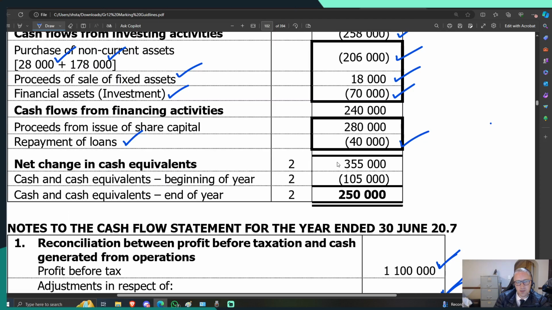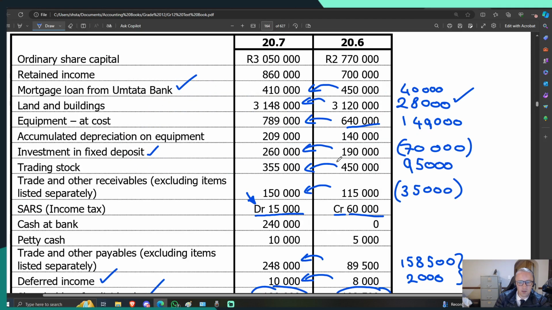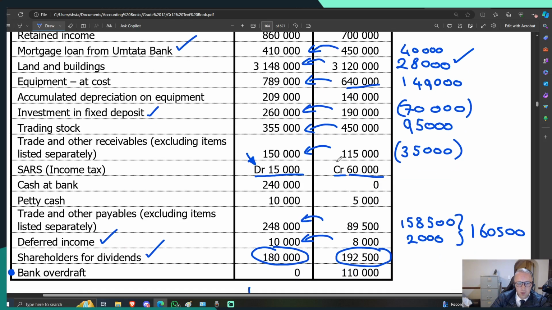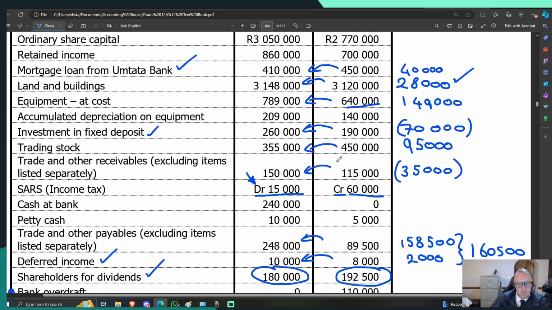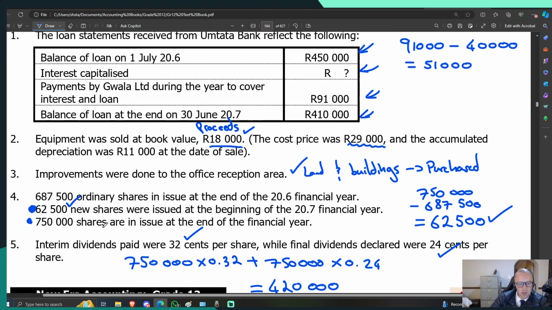Now how about proceeds from issuing new shares, and repurchasing of shares? Does it say anything about issuing shares? Yes. Does it say anything about repurchasing shares? No. Here is the information about our shares. We issued 62,500 new shares.